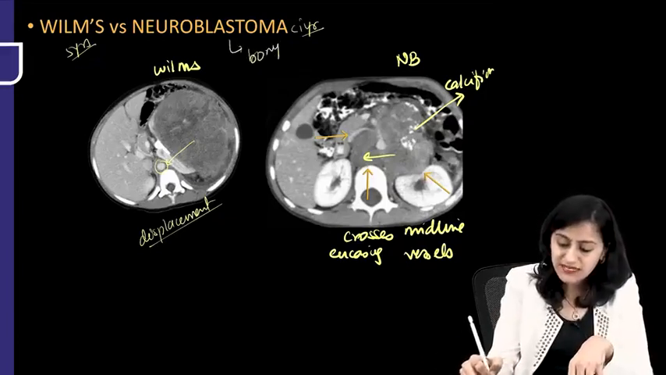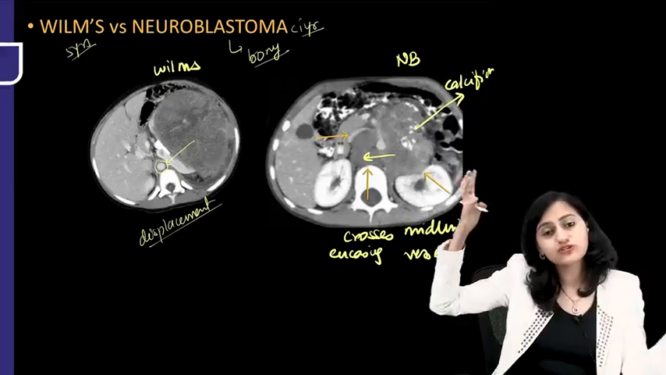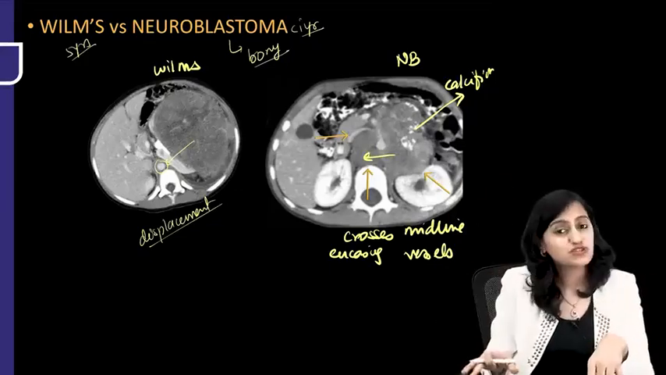Neuroblastoma shows bony metastasis. Right? It can show the sutural diastasis. All those features can be seen.